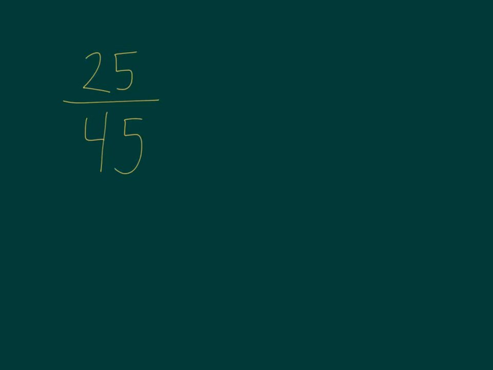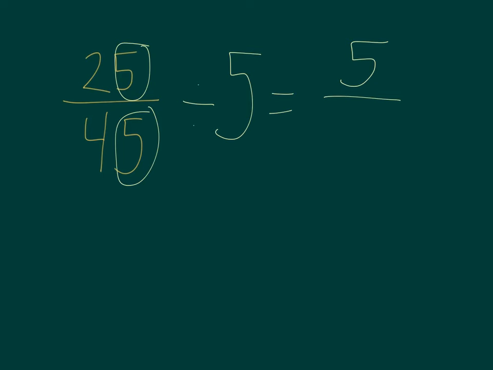When I look at 25 and 45, I know because they have this 5 here that they're going to have 5 in common. So I'm willing to bet that's going to put it in the simplest form. So I'm going to divide them both by 5, the numerator and get 5, and the denominator and get 9. Now, there's a larger difference between 5 and 9, so I'm going to think about it.